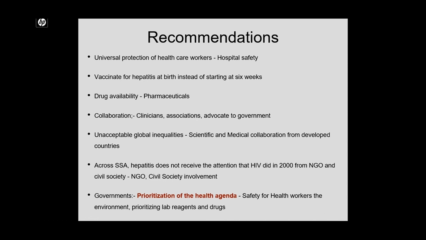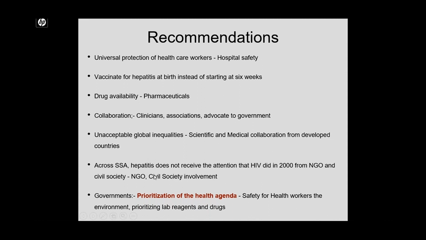The recommendation I have is universal protection of healthcare workers. Hospital safety is important. Vaccination for hepatitis at birth instead of starting at 6 weeks. Drug availability in general: pharmaceuticals have tried their best, but more should be done. So collaboration. Unacceptable global inequalities occur, so collaboration like what we are doing in Norway seems very important. They are showing that treatment is feasible, for example, for hepatitis B in resource-limited countries.